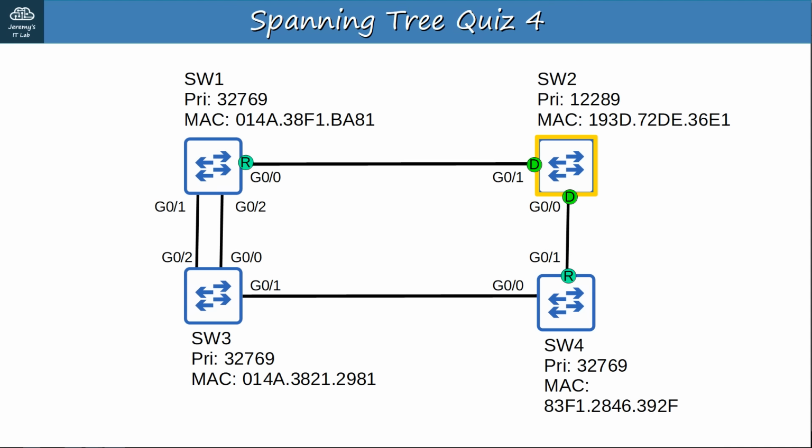Now there are two connections between switch 1 and switch 3. Which port will switch 3 select as the root port? Pause the video to think about your answer.